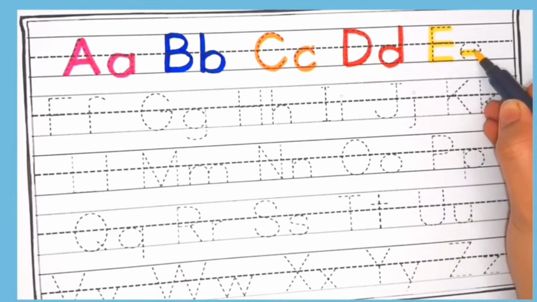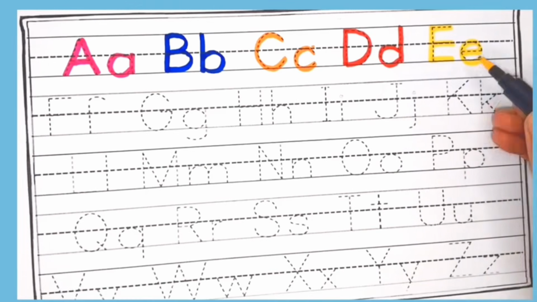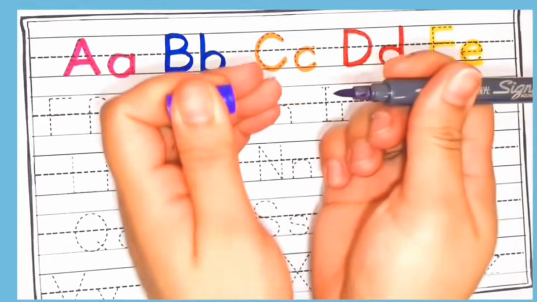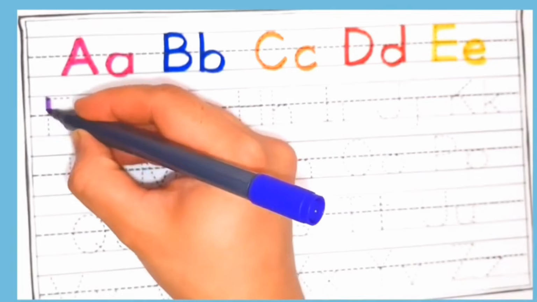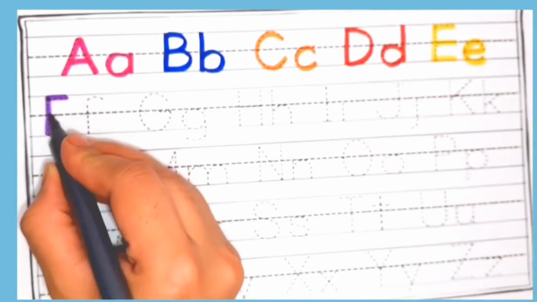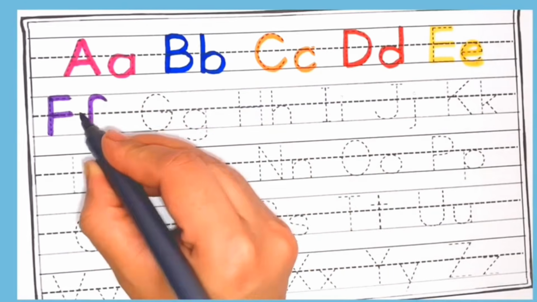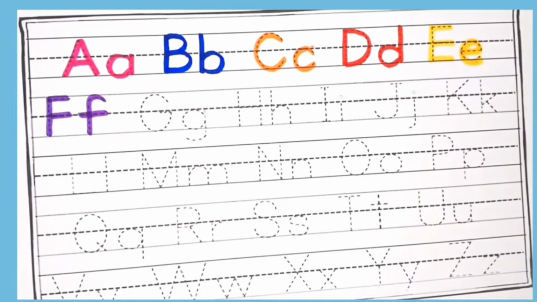Capital E, small E for elephant. Capital F, small F for frog.